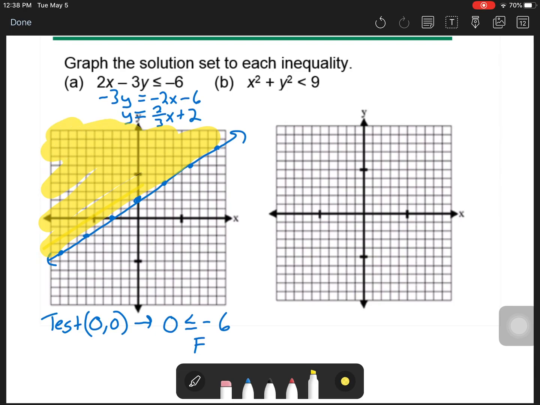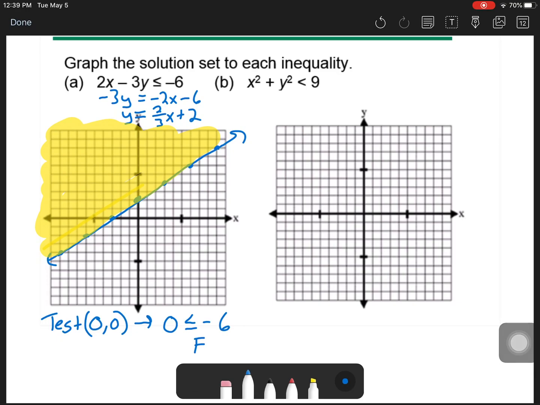And so all of the ordered pairs that are in this region would make this inequality true. Okay, so you test your origin, which you usually can do. If that's true, you shade where the origin is. If it's false, you shade on the opposite side. Okay, so we need a boundary, and then we need shading.